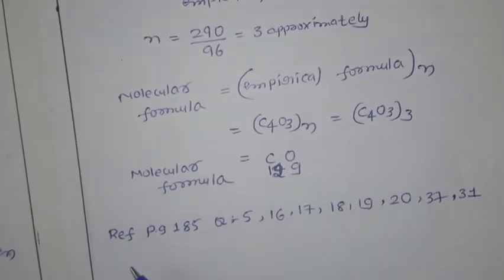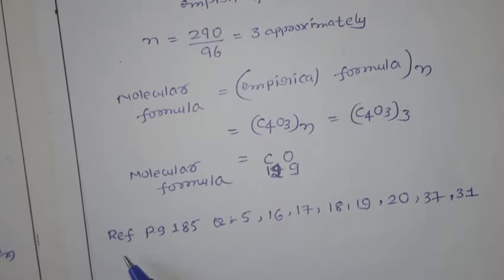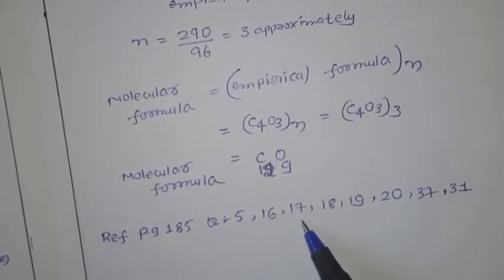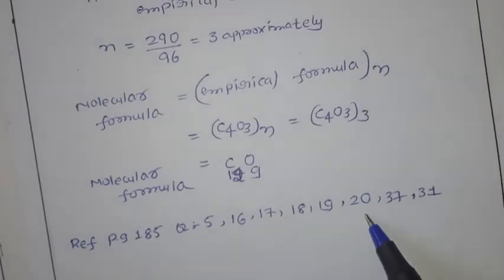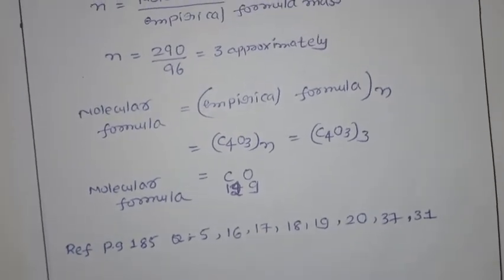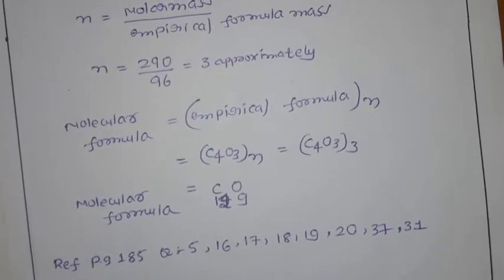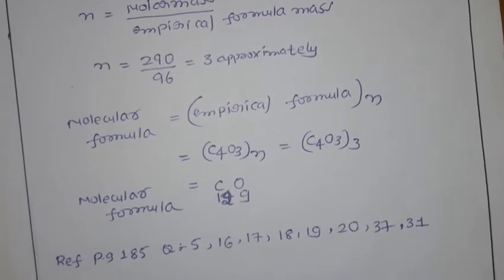Now dear students, you can work out the problems on page number 185. We have question numbers 5, 16, 17, 18, 19, 20, 37, 31. These are the problems based on how to calculate the empirical formula and molecular formula.